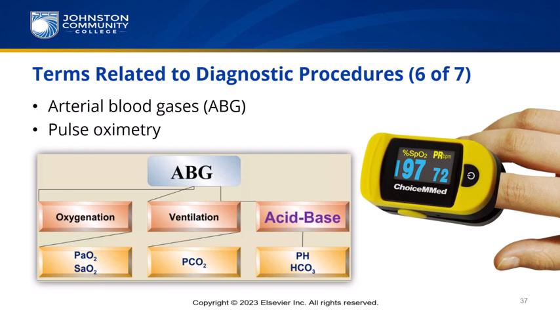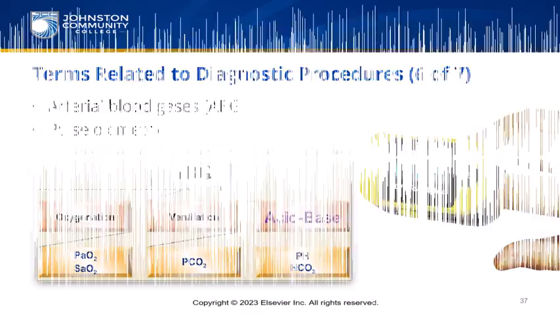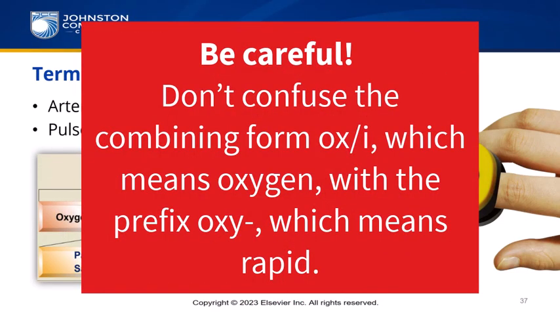Remember, oxy is our combining form for oxygen, and metry is that process of measurement. So this is a simple, non-invasive test that is done to measure oxygen in arterial blood. It is done through the use of a clip-like device attached to either an earlobe or the fingertip. Be careful. Don't confuse combining form oxy, which means oxygen, with the prefix oxy, O-X-Y, meaning rapid.